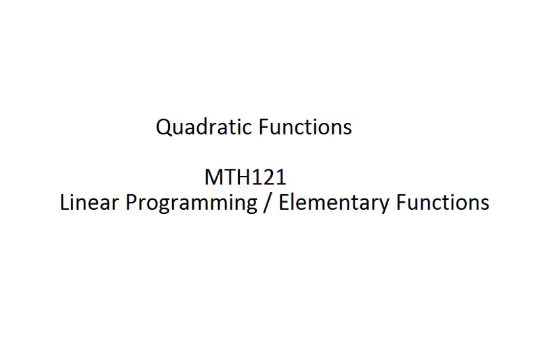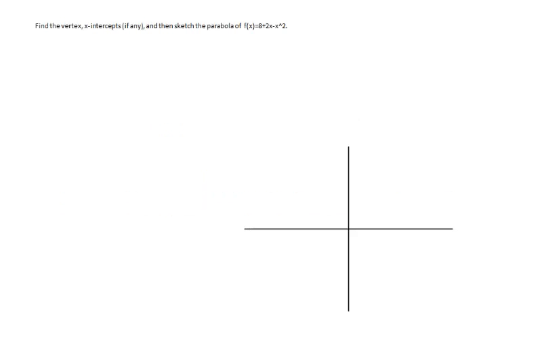In this video, we're going to take a look at quadratic functions, how to find the vertex, the x-intercepts, how to find how they intersect with other functions, and then we'll take a look at an application problem. So in this first example, we want to find the vertex, x-intercepts if any, and then sketch the parabola of f of x is equal to 8 plus 2x minus x squared.